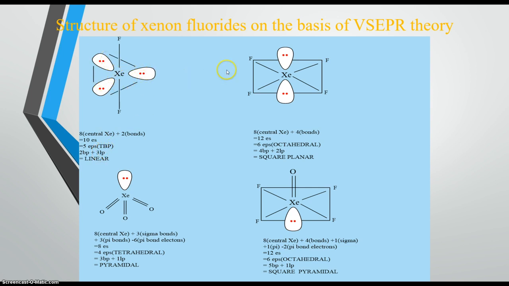Okay, now the second structure is that of the XeF4 molecule, where the central xenon has 8 electrons, plus 4 bonds. It makes 4 bonds, so plus 4 electrons, total 12.